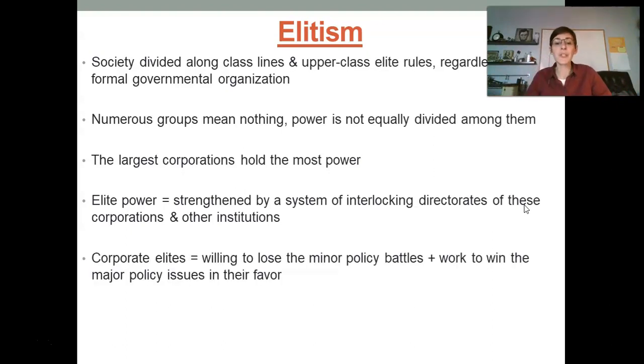Corporate elites are willing to lose minor policy battles, okay? They are willing to lose those battles. And while the rest of us are excited about winning these tiny, tiny things, they're working behind the scenes to win the major policy issues in their favor.